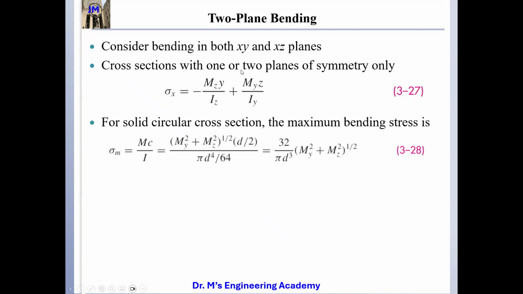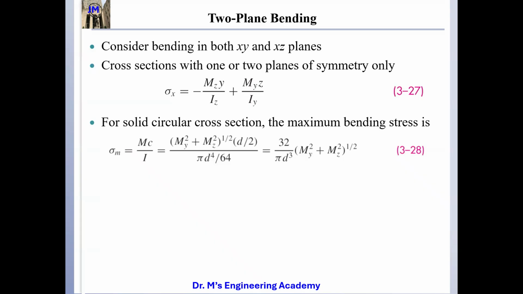So how do we do that? Because the bending moments are vectors, right? Do you agree? They are vectors. Two-plane bending means that this is my beam. I bend it this way, so this is one bending, and then I bend it this way.